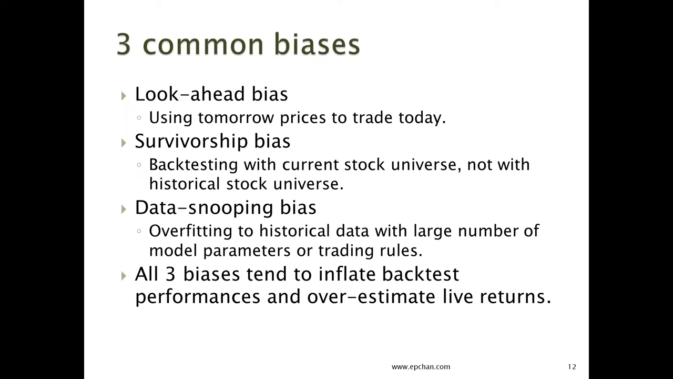So all three biases tend to inflate backtest performance and therefore overestimate live returns. They are very dangerous because they would encourage you to trade the strategy and you would likely actually lose money. Now, biases that tend to deflate backtest performance are not as dangerous, because all you will decide is let's not trade it. You might have opportunity costs, you might not make any money, but you would not at least lose money. So these are the biases that are most dangerous, that I'm going to describe in some further detail.